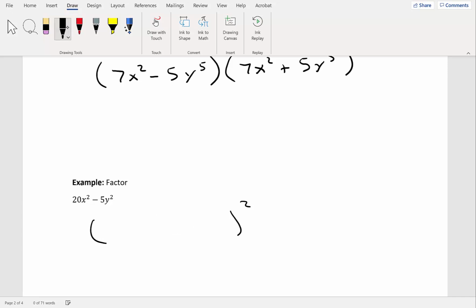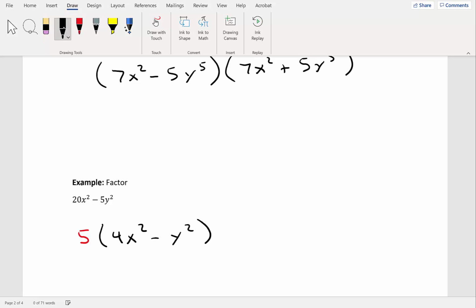But if you take a look at these two terms, you realize that you have a GCF. So I can factor out that GCF to start. Our GCF here is 5. So I'm going to factor out a 5, and now I'm left with 4x squared minus y squared.